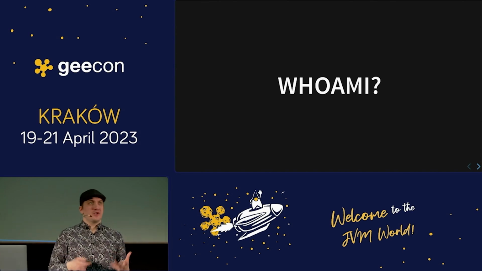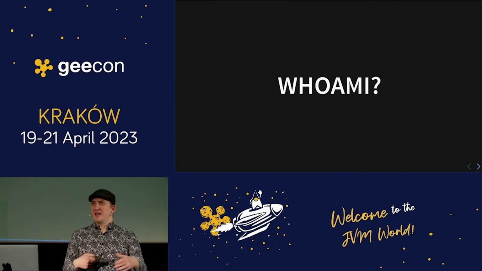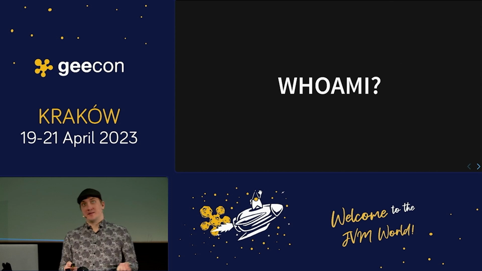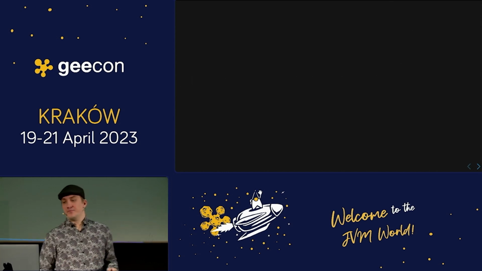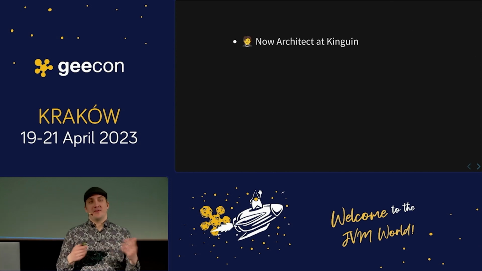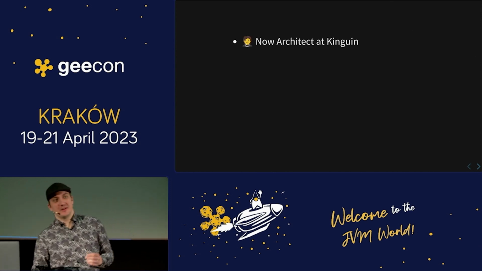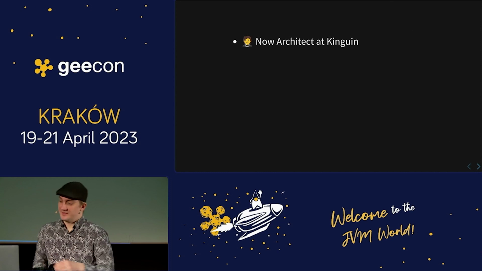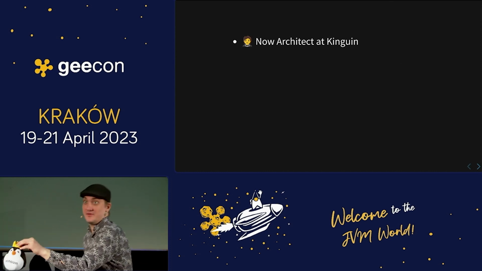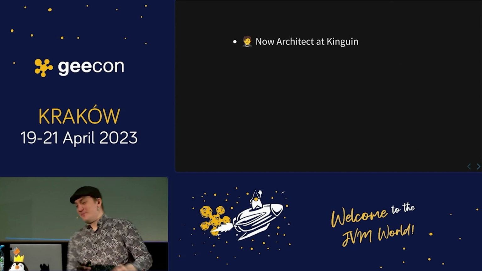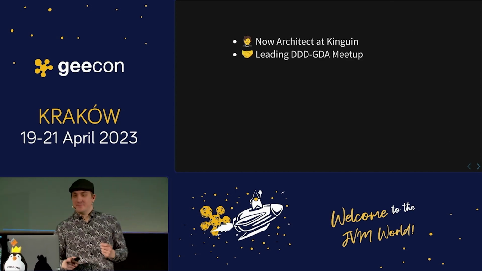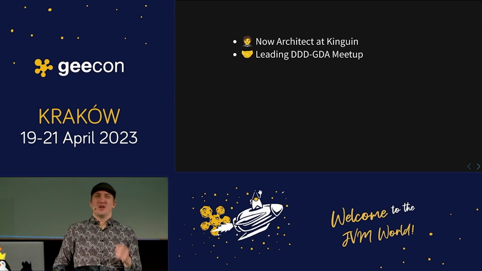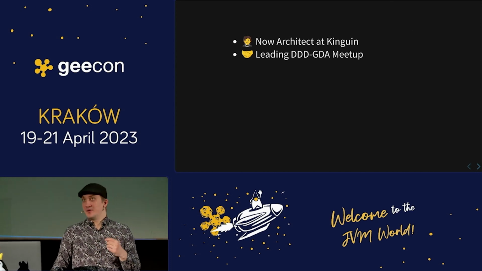And when we are talking about what I wanted, maybe let's talk about who I am, because it influences what decisions were taken later. For now, I finally became an architect at Kinguin, so it's my first steps. You can see a small mascot here, like an advertisement. I'm also leading the domain-driven design meetup in Gdańsk. If you are visiting Gdańsk, you surely have to check it out.